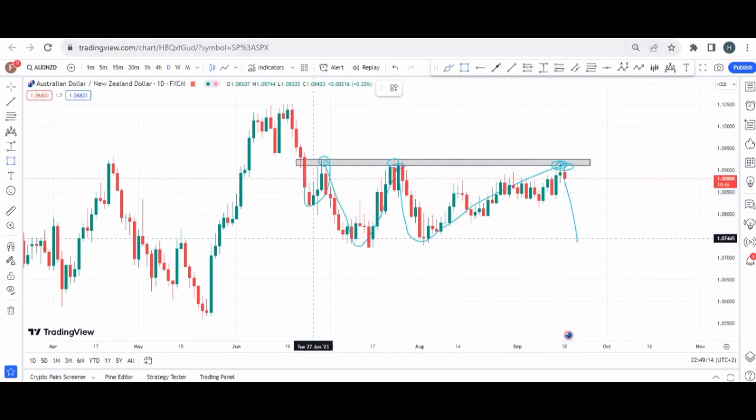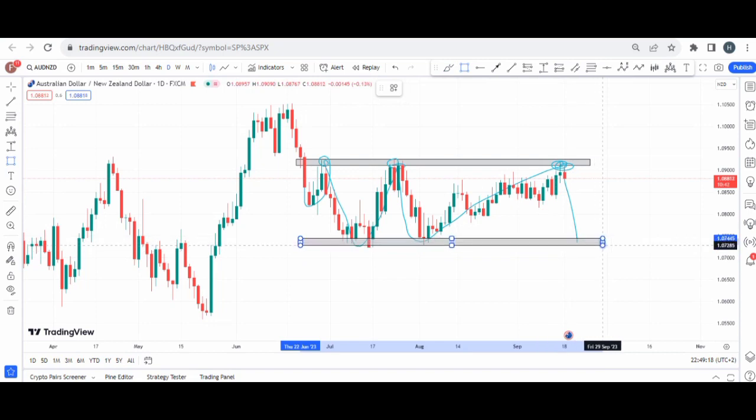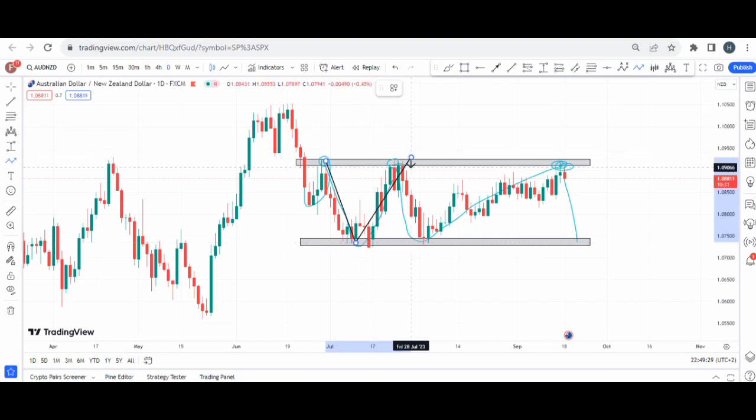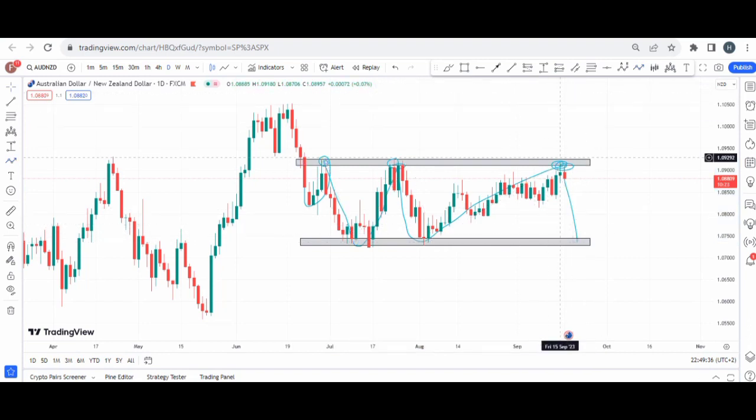And again, guys, if you just come back to the low part of this, you can already see that this is actually already a ranging market. As you can see, the market pushed down and pushed up, pushed down and pushed up, and we are looking for a push down.